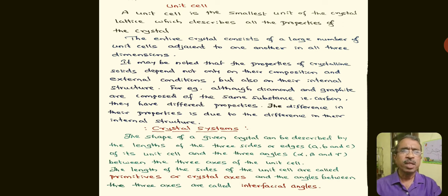Coming to the crystal systems. The shape of a given crystal can be described by the length of the three sides or edges, given as a, b and c, of its unit cell, and the three angles alpha, beta and gamma between the three axes of the unit cell. The lengths of the sides of the unit cell are called primitives or crystal axes, and the angles between the three axes are called interfacial angles.